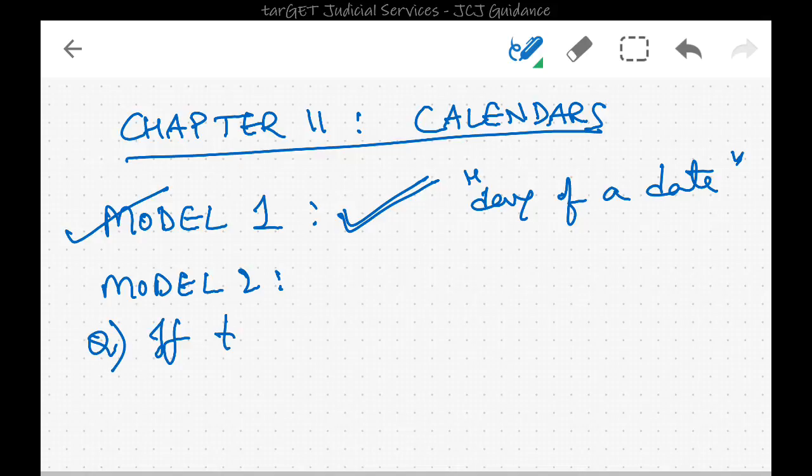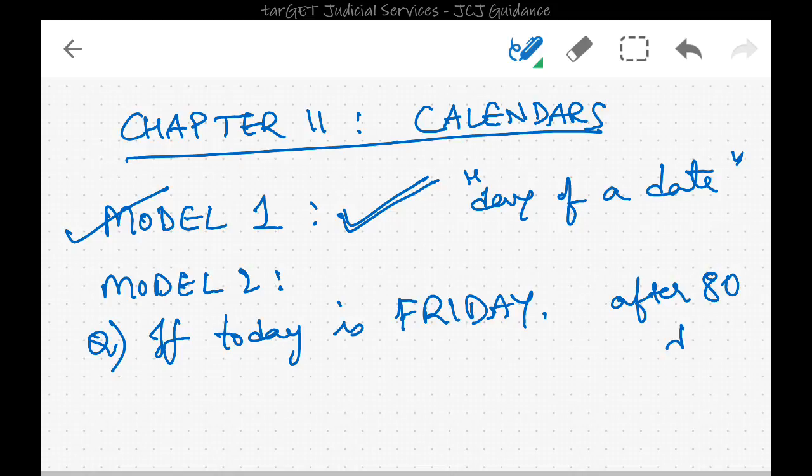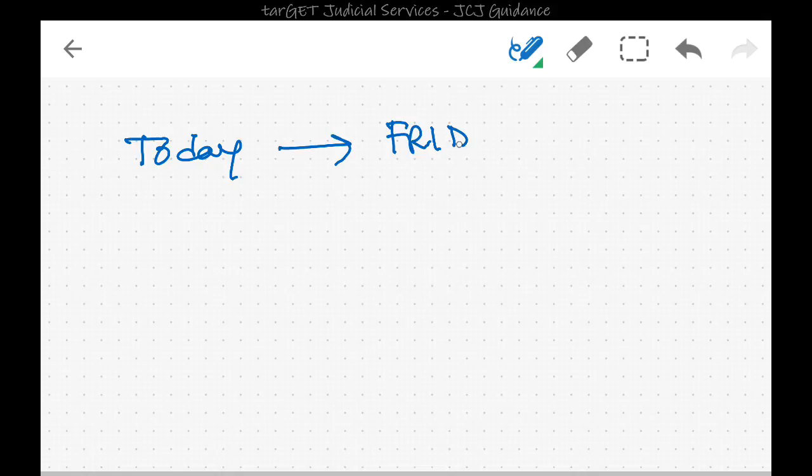If today is Friday, what will be the day after 80 days? In this type of question, first we will take it for granted that today is Friday. It may be true or it may not be true, but as it is given in the question, we have to take that today is Friday. So after how many days? After 80 days. Now we have to find the odd days.